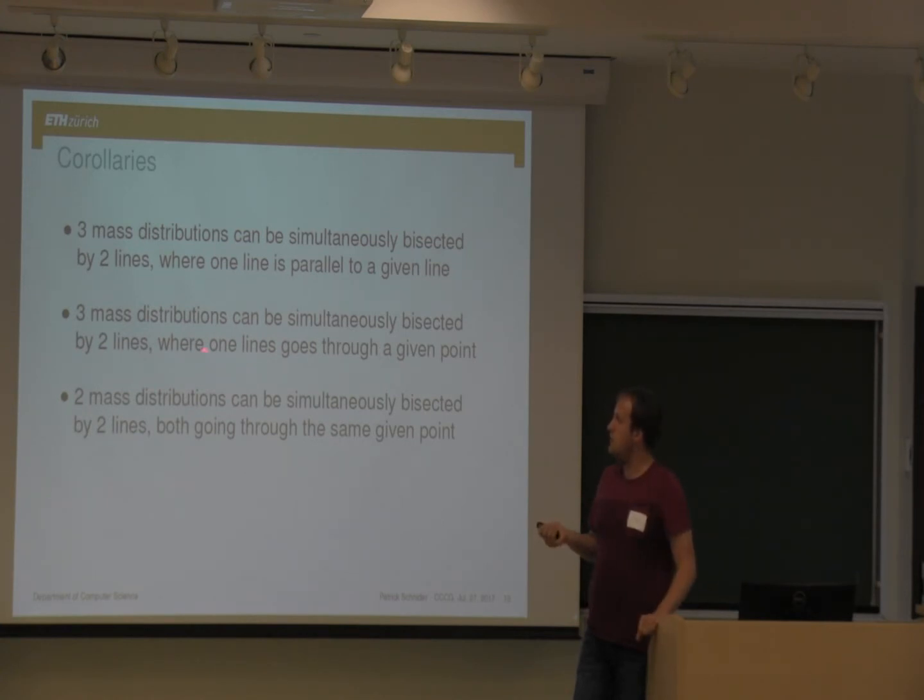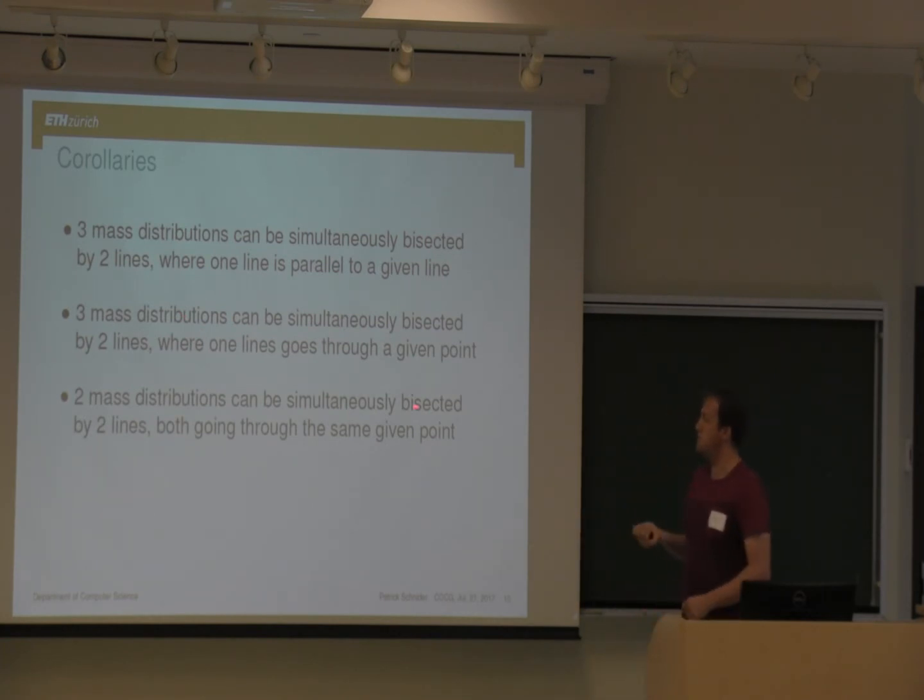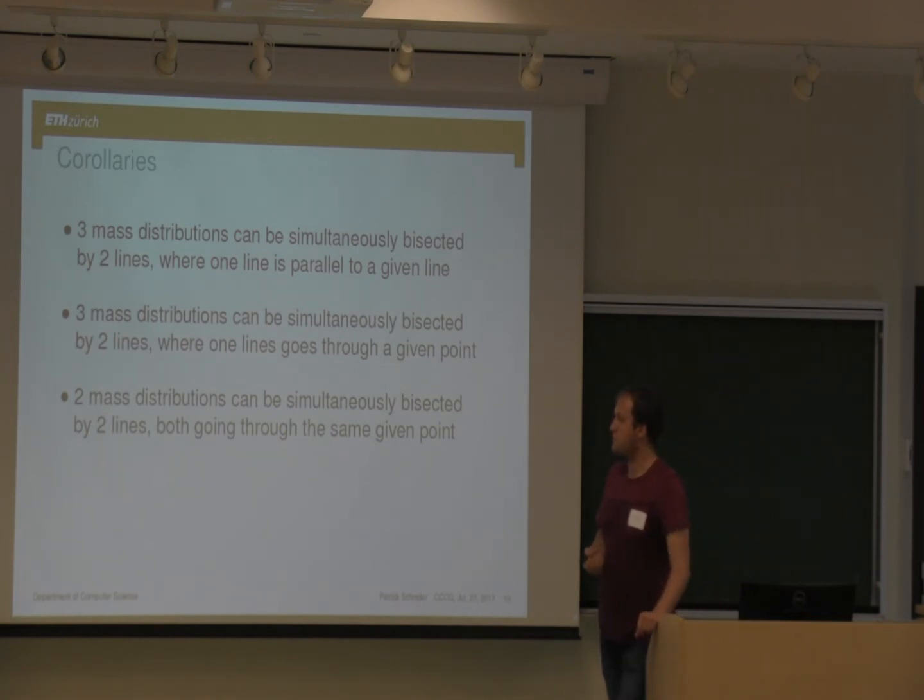And something similar where one line has to go through a given point. Again, this is taking up 1 degree of freedom, so we need to use 1 mass distribution for that. So we can still do 3 mass distributions. Or we can even force both of them to go through a given point, and then we need to use 2 of these mass distributions, so we're only left with 2 mass distributions that we can do this way.